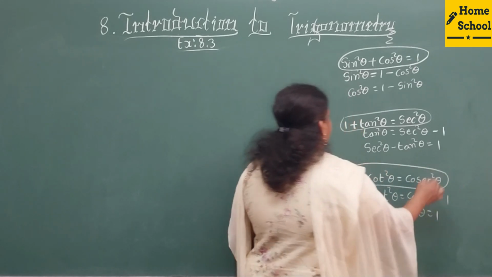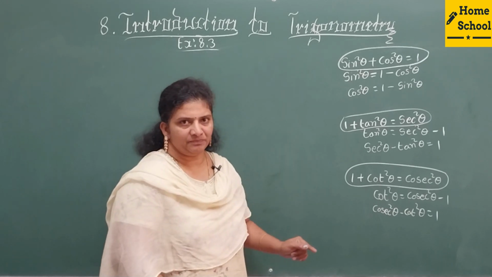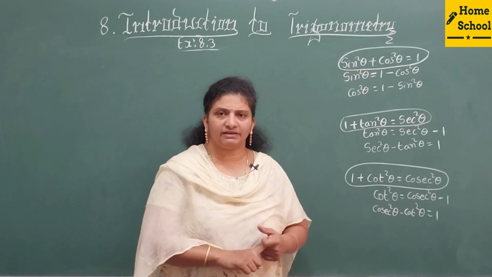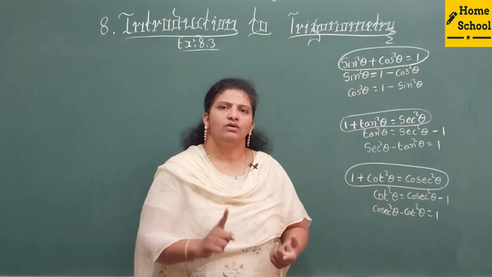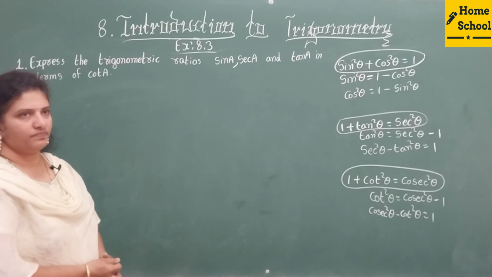So to frame these 9, first you remember three identities carefully. Sin square theta plus cos square theta equal to 1. 1 plus tan square theta equal to secant square theta. 1 plus cot square theta equal to cosecant square theta.